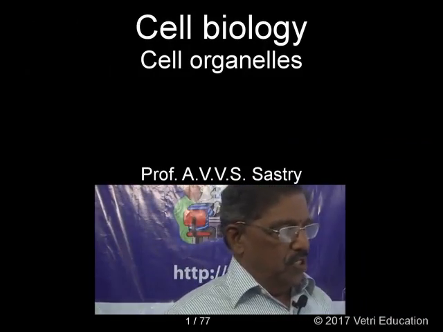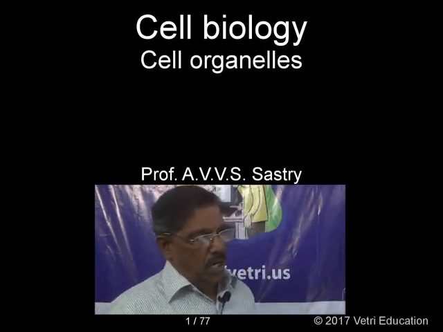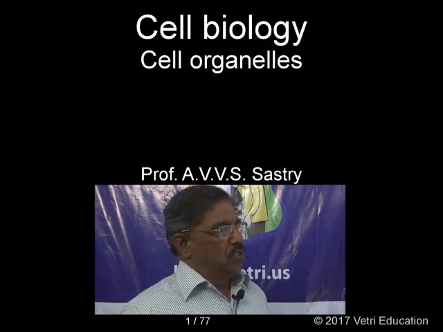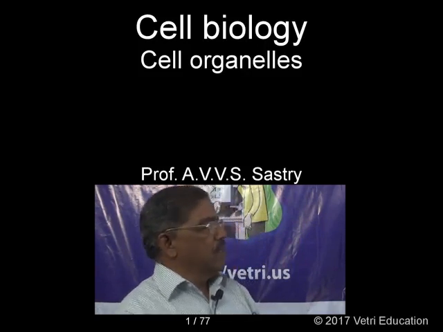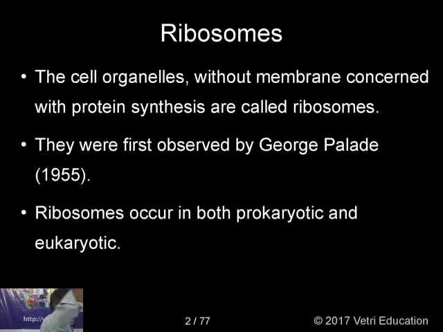So in the last class we discussed the cell organelles, and now some more cell organelles we will discuss today. The next very important cell organelle is the ribosomes. These are cell organelles without a membrane. This is a very important point you have to remember. They do not have any membrane and they are concerned with protein synthesis.